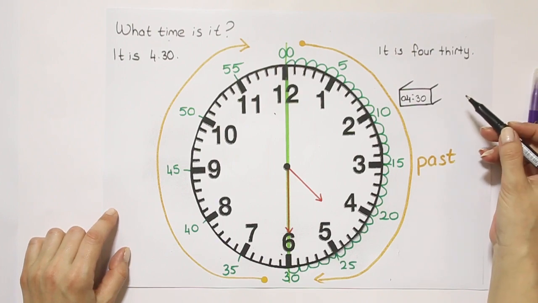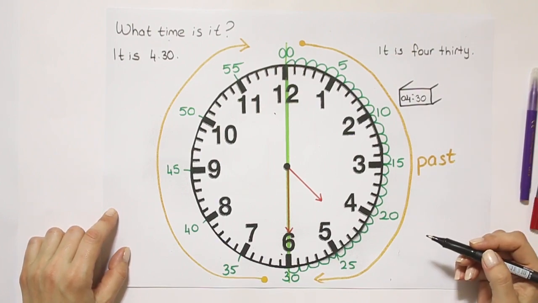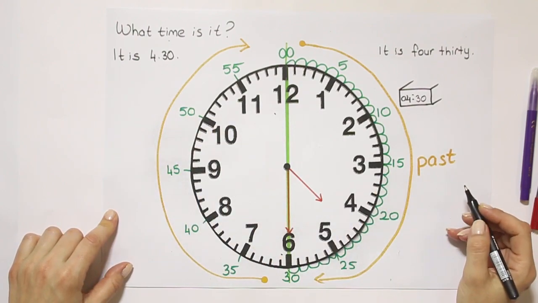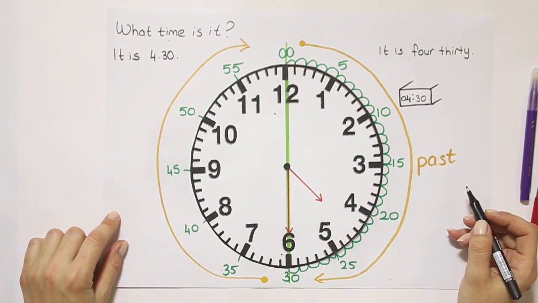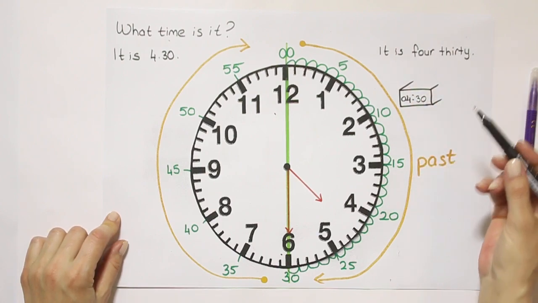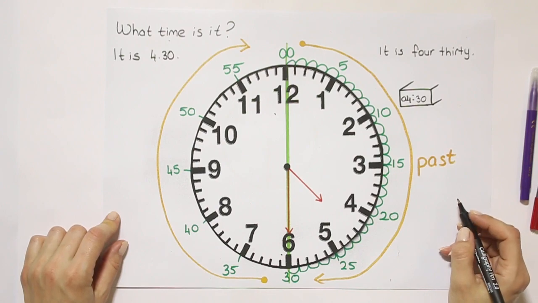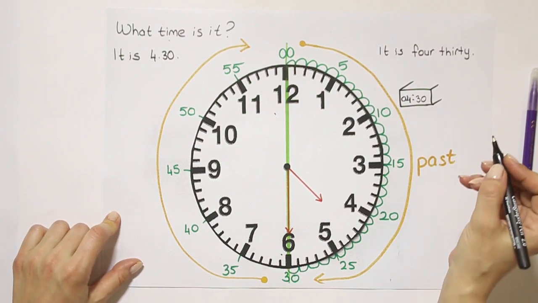This is how it looks on a digital clock, and this is how we write it. It is 4:30. What time is it? It is 4:30. We can also say it is 4:30.